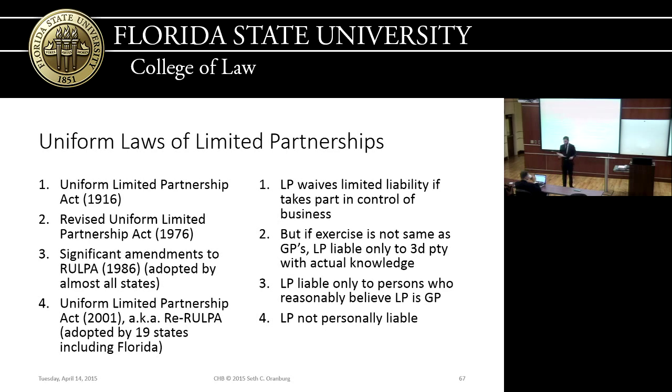Now, the second revision, the first revision in 76: if the exercise of that control is not the same as what the general partners did, the LP is liable only to third parties with actual knowledge. But the most significant amendments, which were adopted by most states and what you'll find in most jurisdictions today, is that limited partners are liable only to persons who reasonably believe the limited partner is a general partner. This concept is very similar to apparent authority, because it has to do with a reasonable belief in the third person. And so we ask, does that third person have a reasonable belief this person is a general partner? If so, no limited liability.